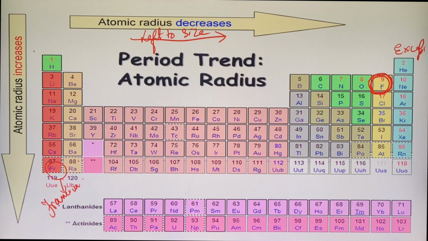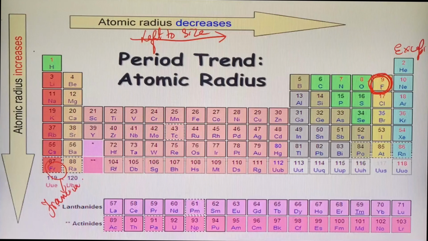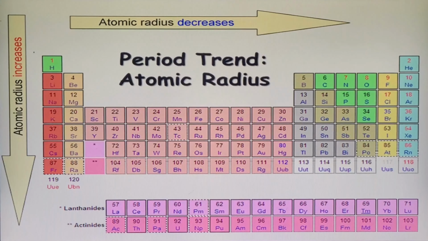Please remember this step. Left to right, atomic size will decrease. Top to bottom, the atomic size will increase. Clear? I hope this periodic property is clear to you. Please keep learning. Please keep revising. And please do learn the first 20 elements of the periodic table.